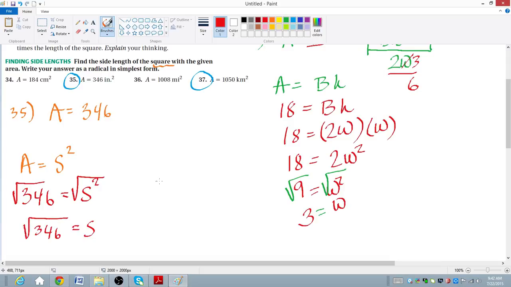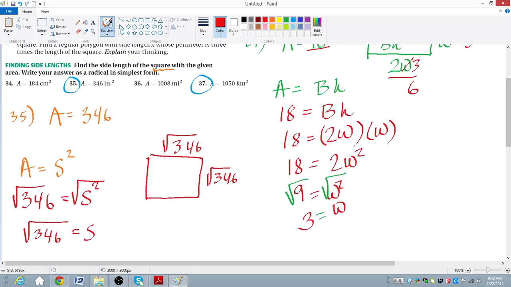Well, what does that mean? Now, if you were to draw a picture, here's your square, and the side length is root 346. That's what it means. Now let's do number 37.